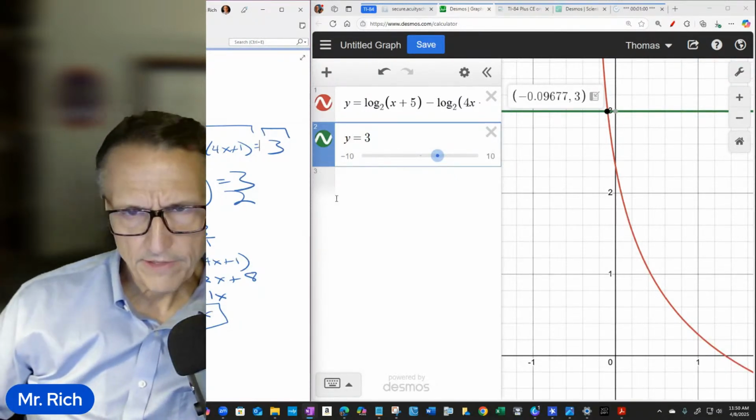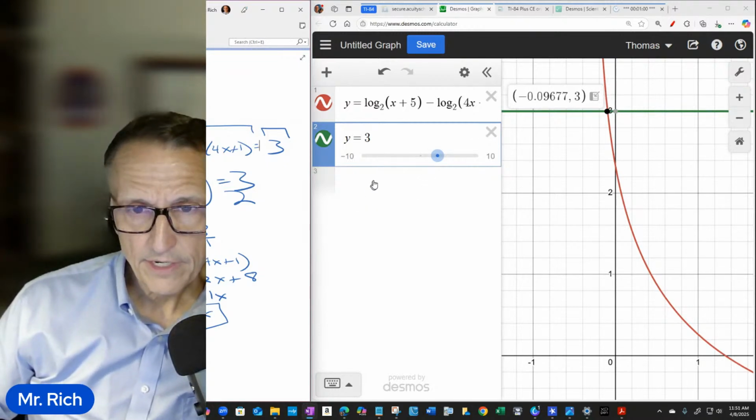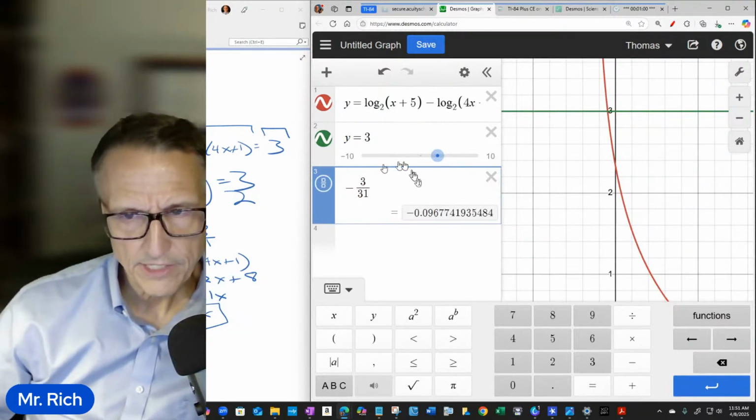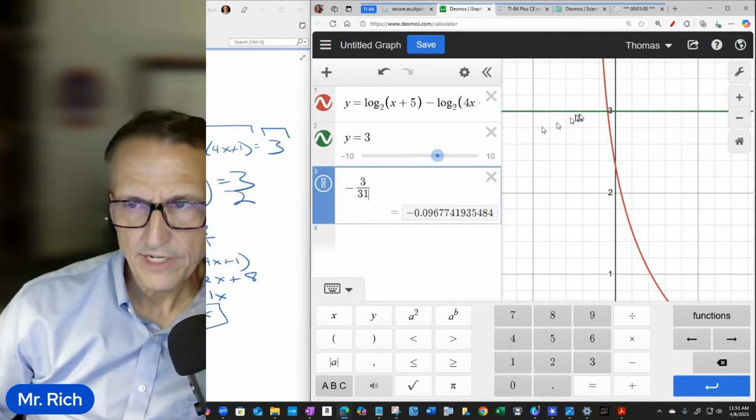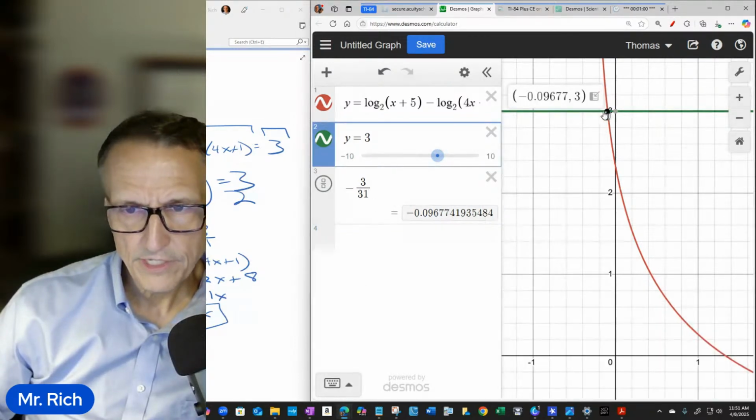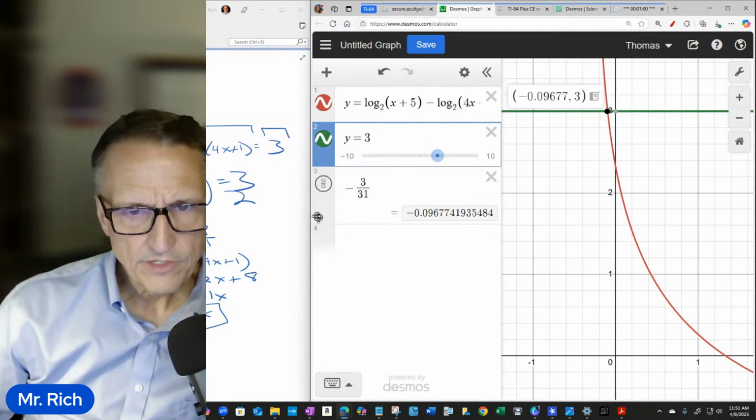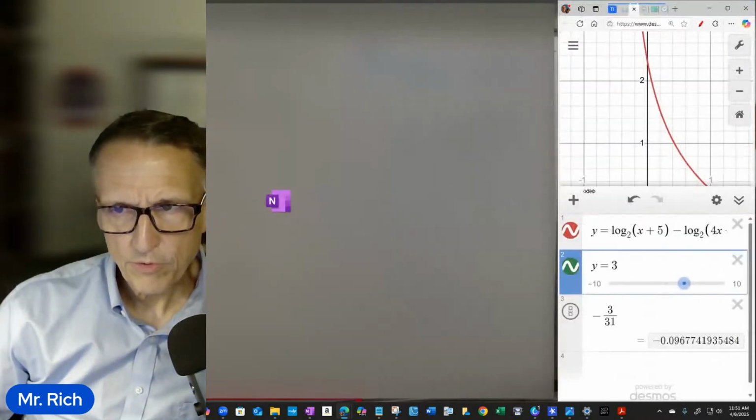Now, we said that our solution was negative 3/31. That's an exact answer. Let's just confirm that negative 3 over 31 gives an equivalent decimal answer. So negative 3 over 31 is negative 0.096. You come up here, you can see that indeed that is the x coordinate of the intersection point. So that is one way to confirm that our algebra solution is correct.